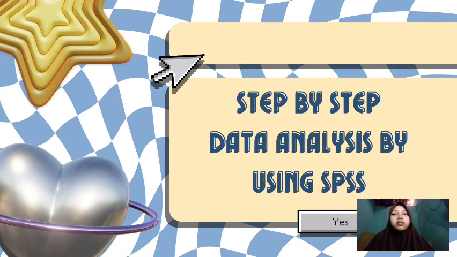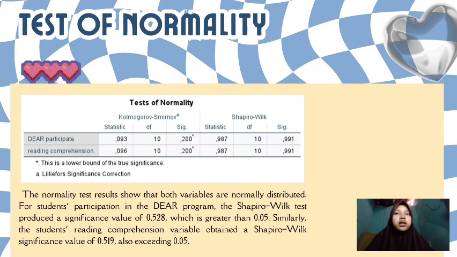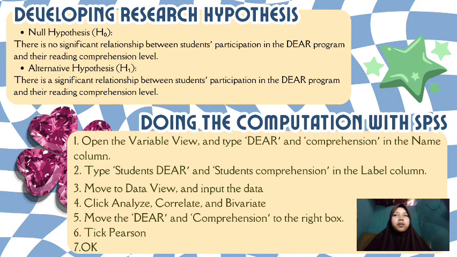And next, step-by-step data analysis using SPSS. The first step should be stating the hypothesis, but I would like to explain about the normality testing first. From this result, it showed that both variables are normally distributed. For student participation in the DEAR program, the Shapiro-Wilk test produced a significance value of 0.528, which is greater than 0.05. Similarly, the student reading comprehension variable obtained a Shapiro-Wilk significance value of 0.519, also exceeding 0.05.